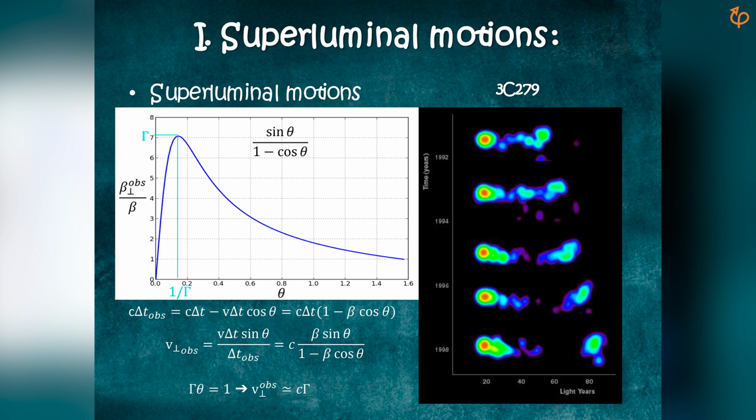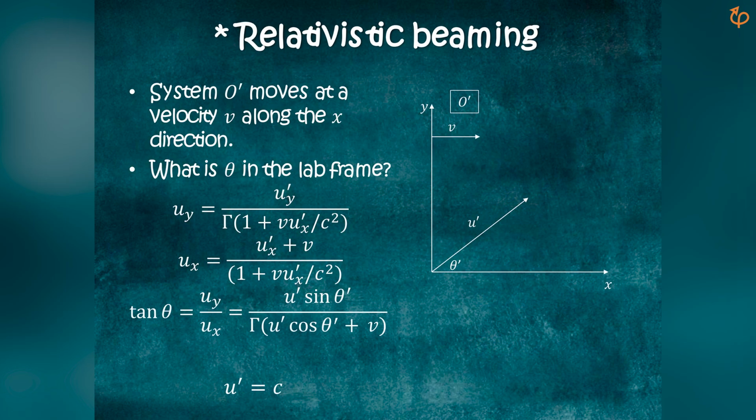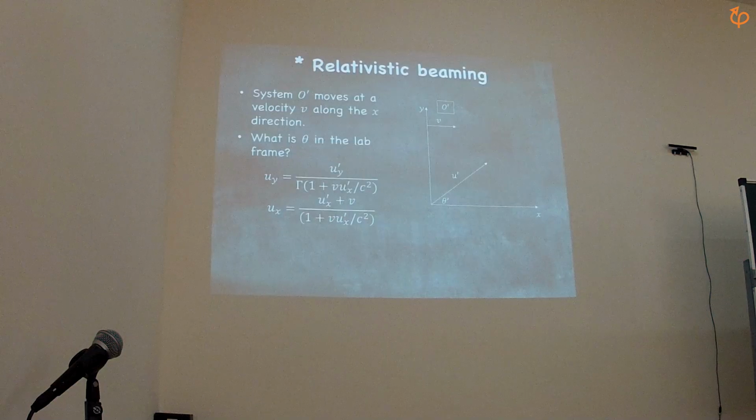I want to do a short break and explain to you why this angle, theta equal to 1 over gamma, is an important angle, because I'm going to repeat this throughout my talk. So I'm going to tell you about something that is known as relativistic beaming. Have you heard about it before? Okay, so what is beaming?